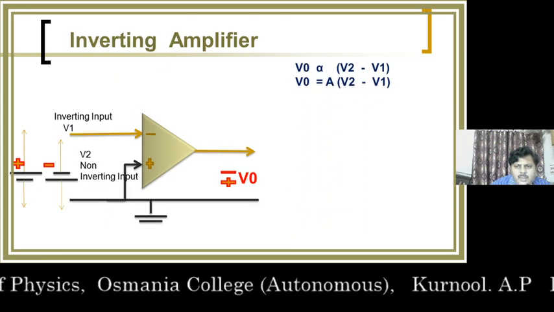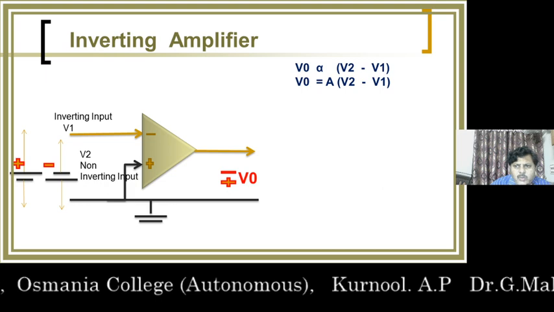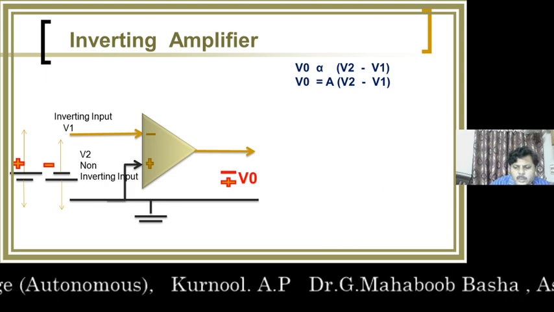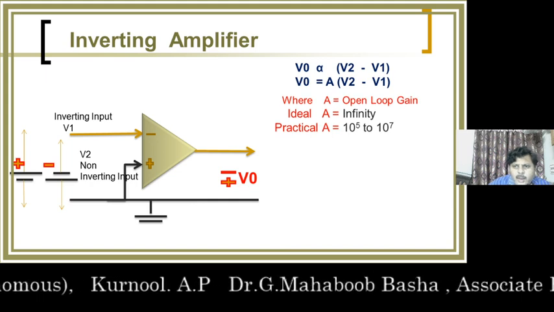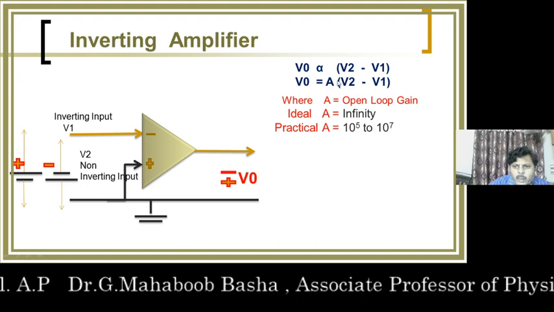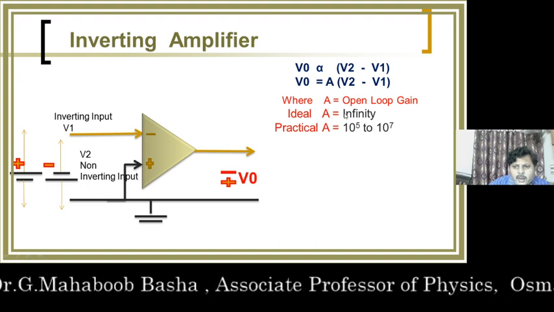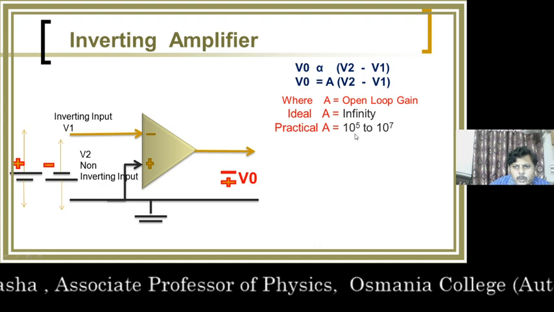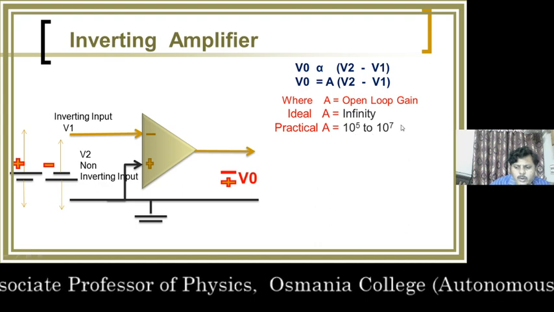The output voltage is directly proportional to the difference of the two inputs, or the output voltage is equal to the constant A times the difference of V2 and V1, where A is called the open loop gain. Under ideal conditions, its value is infinity. Under practical conditions, it is from 10 to the power of 5 to 10 to the power of 7.